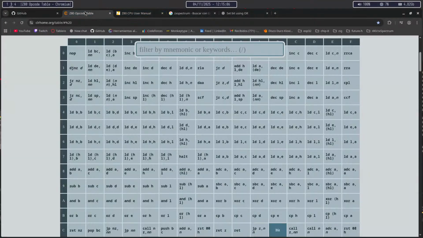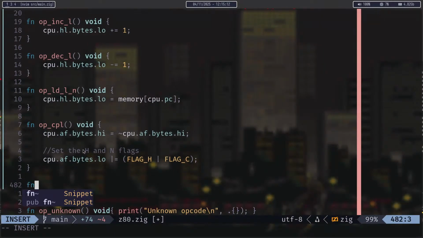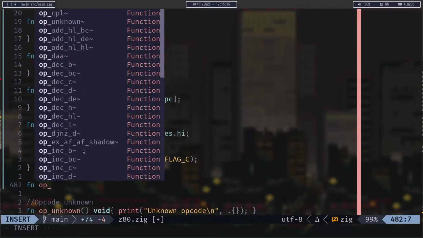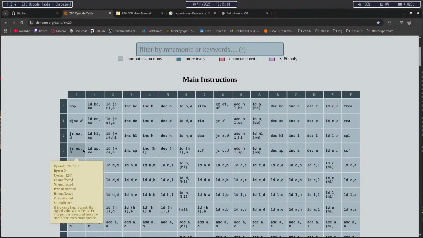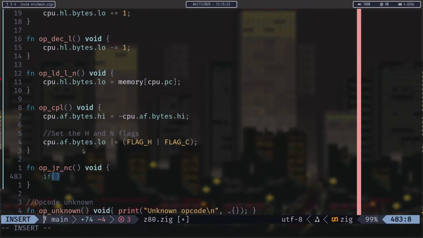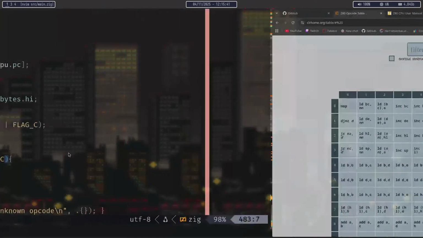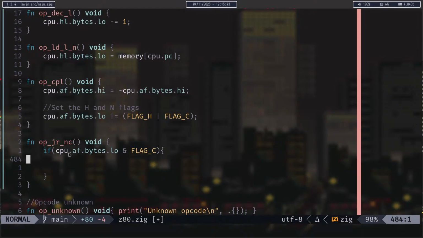Alright. And then, so this is CPU, we can go into the new row. So function, slope, jump relative, not carry. No, that's going to be it. So if cpu.af.bytes.load and flag carry, but this is not carry. So if the carry flag is unset, right? Alright.